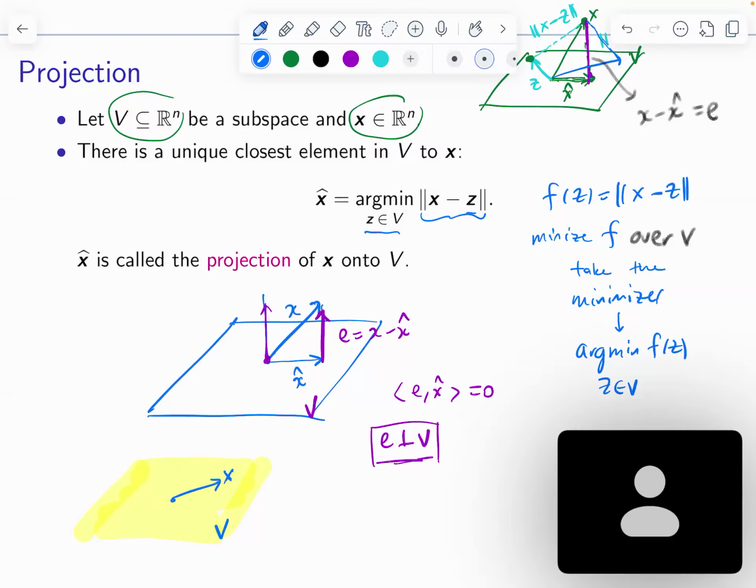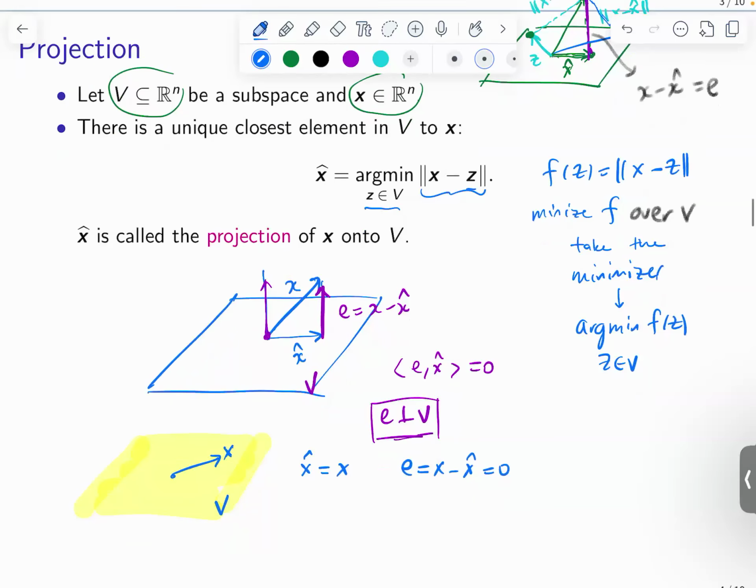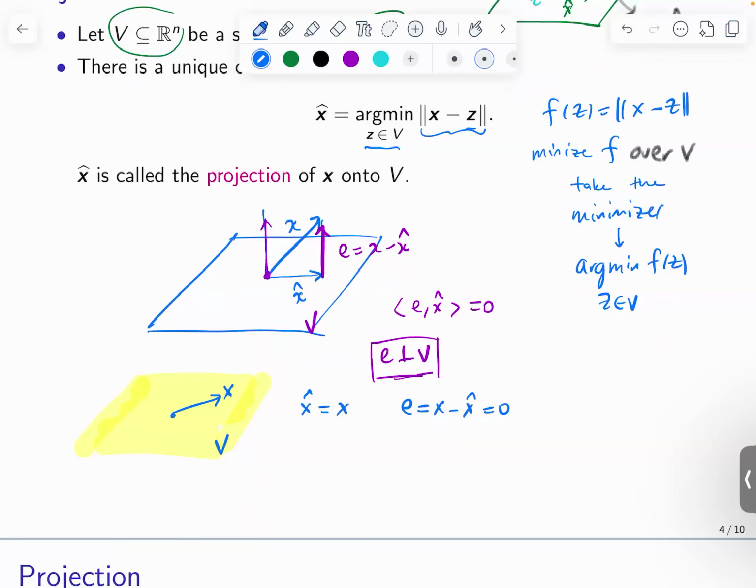Why? What is the error? The claim is that X hat would be X, so the error is 0. 0 is orthogonal to every possible vector, including V. And I said that this is the characteristic property: if you find a vector in V such that the difference is orthogonal to V, then it has to be the projection. X has to be the projection. And it's also clear that the closest vector to any vector is itself. You don't even need orthogonality. It's well defined: for any vector and any subspace, there is a projection, and it's actually unique.